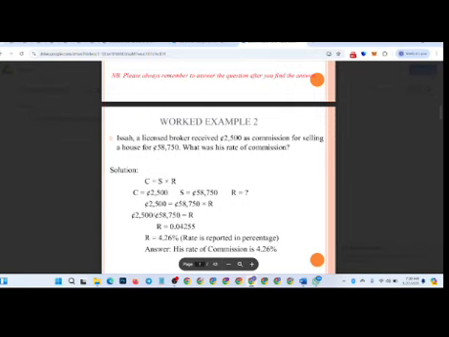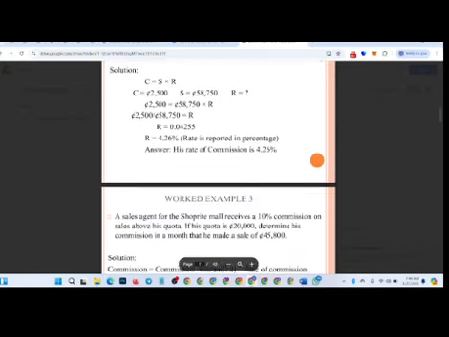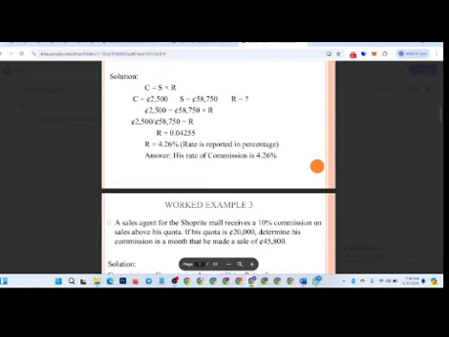0.0425, which will be represented in percentage as 4.26%. So therefore, our rate is 4.26%. I hope we are clear. So let's all take the third question and solve, and I'll be waiting.